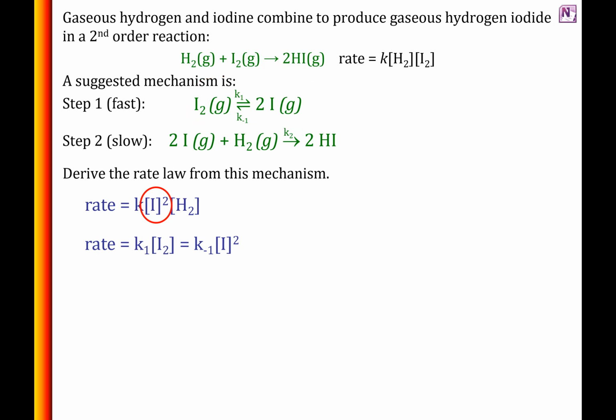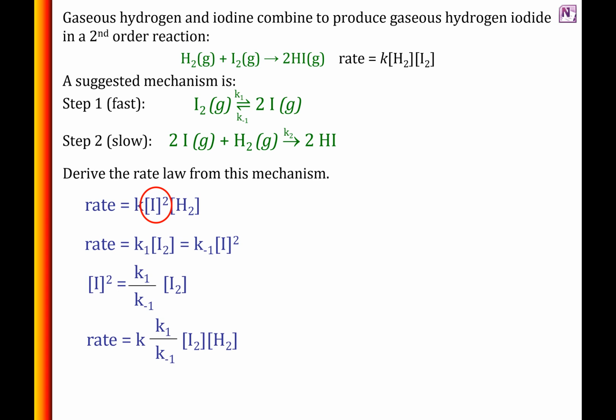This is an equilibrium reaction, so we can write a forward or reverse rate. We can write that the rate is equal to k1, the forward reaction, times the reactant for the forward reaction, which is [I2], and that's going to be equal to the reverse rate, k minus 1 times [I]². Now we can sub this in. Rearranging to solve for [I]², we can say that [I]² is equal to k1 over k minus 1 times [I2].